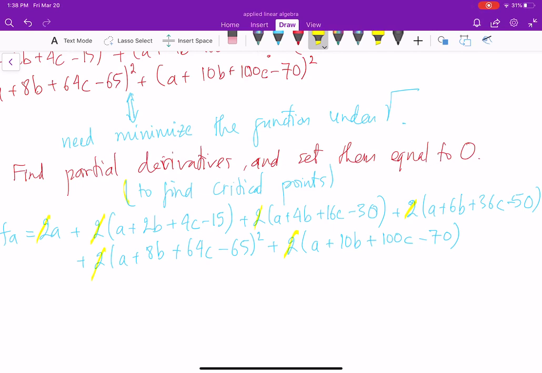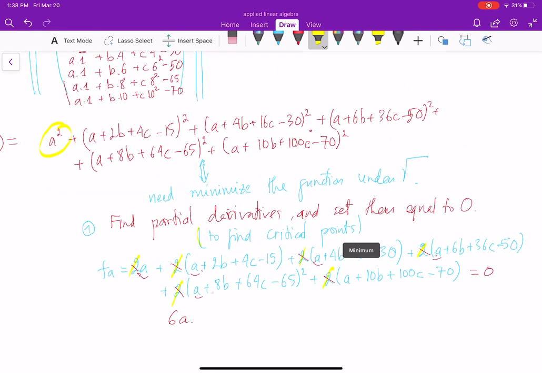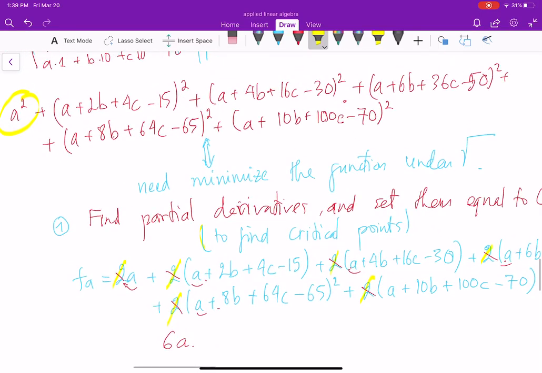Let's simplify this, and I set this equal to 0. So I ignore the 2, I don't have 2 anymore. And I have the following. For the a, I have 1a, 2a, 3a, 4a, 5a, 6a. So I have 6a. The number 6 corresponds to 6 equations. Don't forget this, because you have 6 terms in here, and each time you have 1a. So you have 6a.